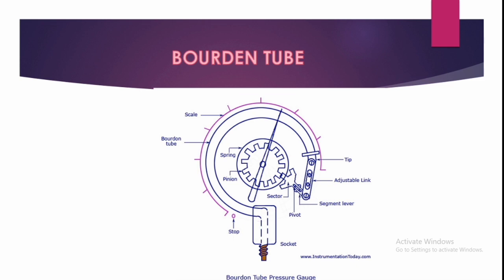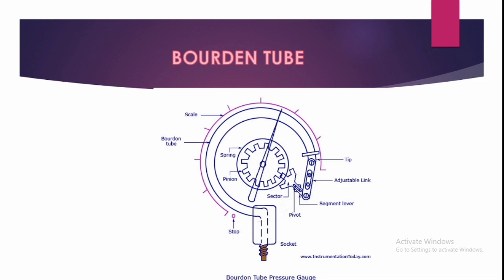Let us explain each block with an example. I take the Bourdon tube as an example. It is a pressure measuring device. Let's move on to the different parts of the Bourdon tube. The different parts are the C-shaped Bourdon tube, the adjustable link, the rack and pinion arrangement, and finally the pointer and the scale.